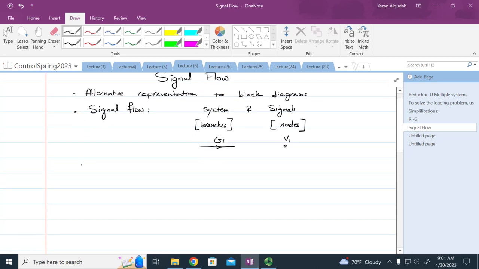Now, one advantage of the signal flow representation is that we can use Mason's rule or formula to get the equivalent transfer function.